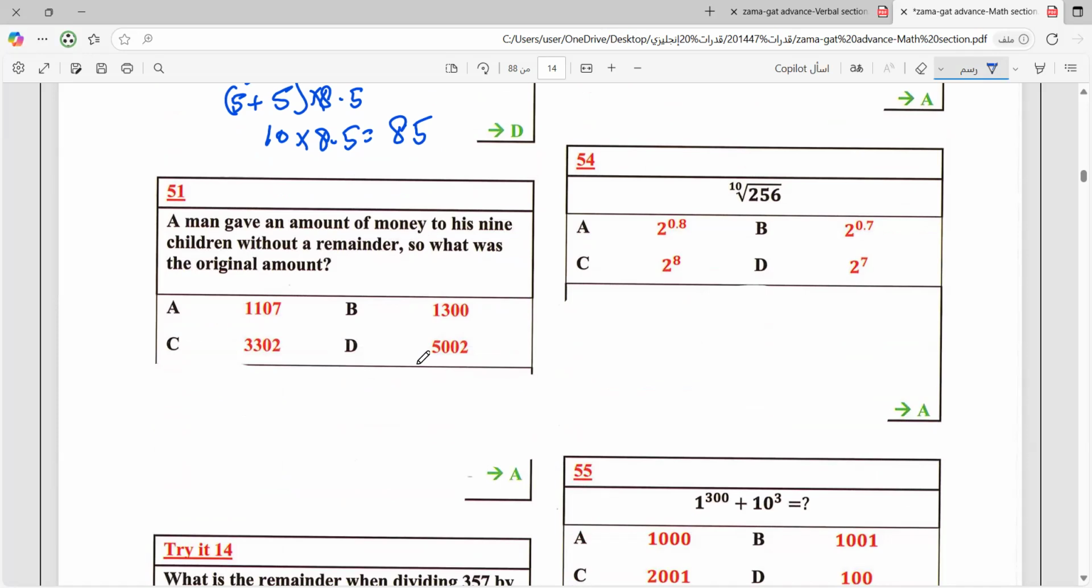Right, question 51. A man gave an amount of money to his 9 children without a remainder. What was the original amount? You have to use the divisibility rules. For 9, it has to be divisible by 3, so you add the digits and see if it is divisible by 3. We add the digits: 1 plus 1 plus 0 plus 7 equals 9. So the answer is A.